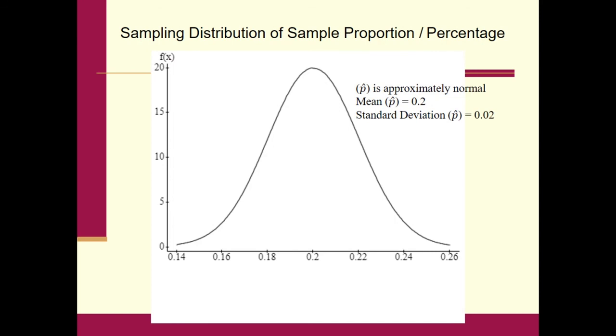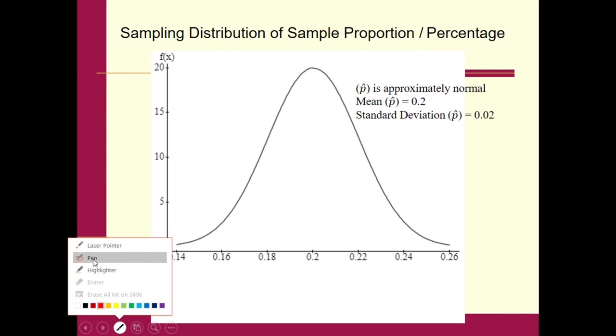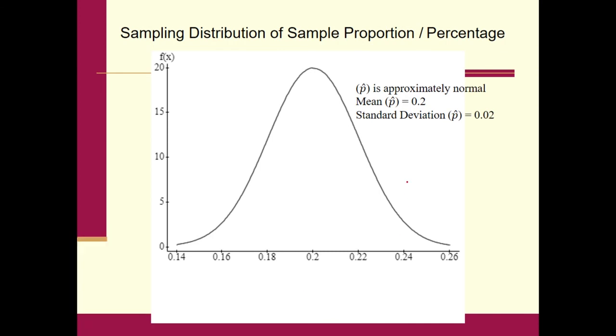All right, so I got rid of all my drawings there. So what this is suggesting to us then is that when we go ahead and sample, it's most likely we're going to get a p hat located where? Most likely we're going to be getting a p hat located right here in the middle, because this is where most of the p hats are going to be located.